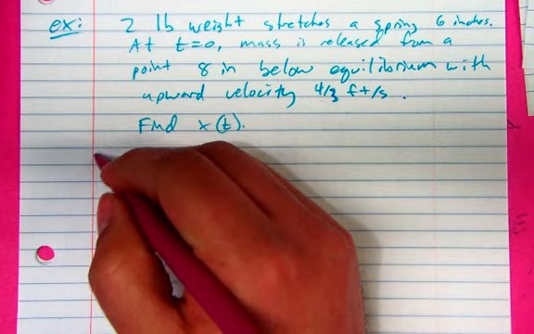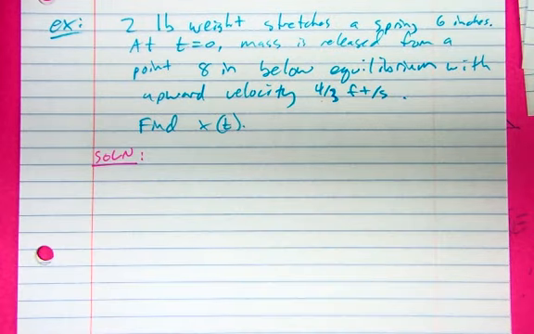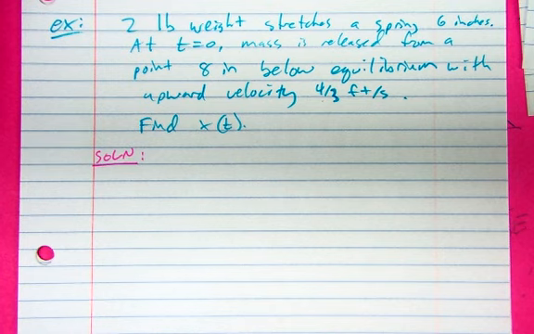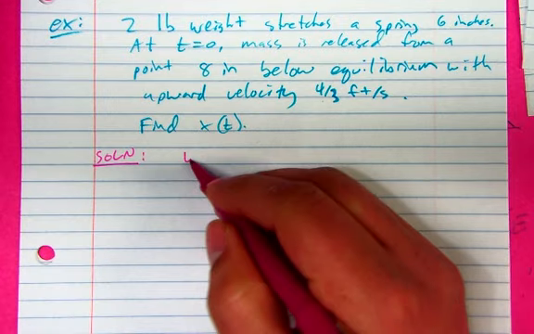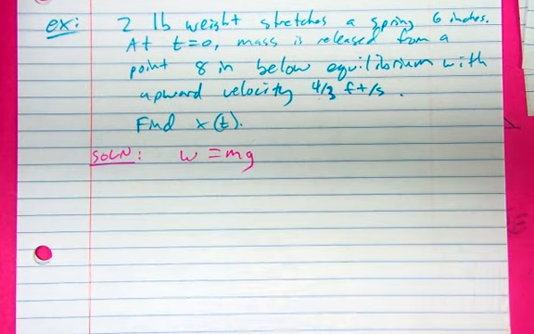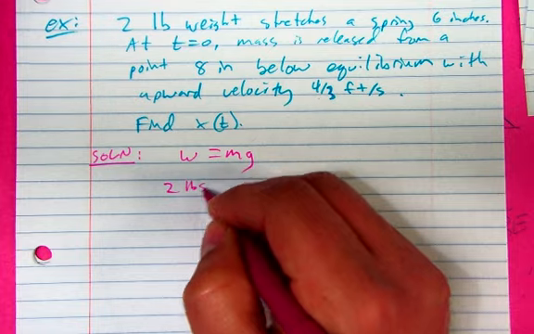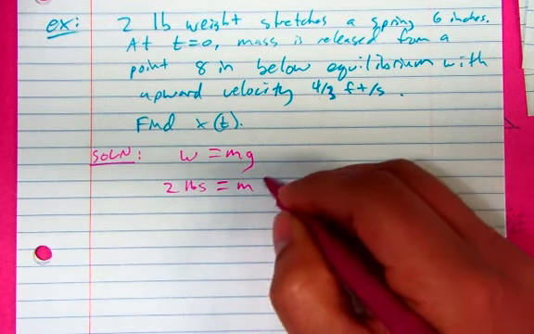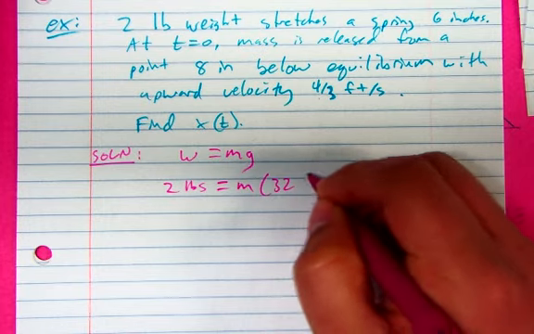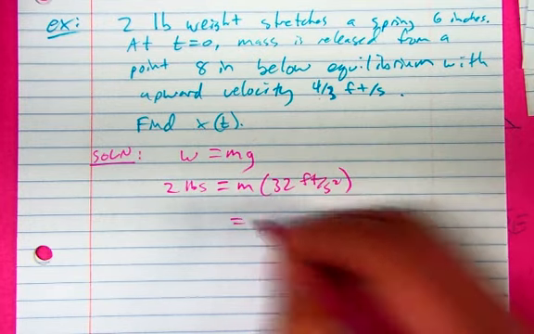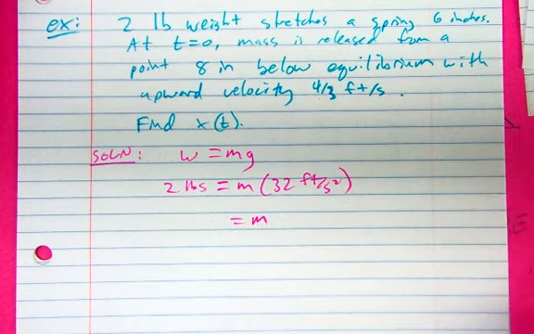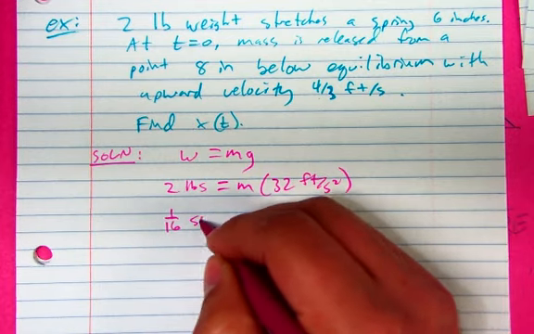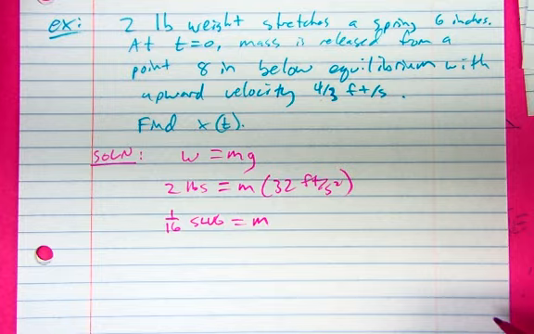Okay. So, let's find out all the details. You want to find the mass. So if we know weight is mg, and we have 2 pounds for the weight, what's g in this system? 32 feet per second squared. So now the mass, if we divide, would be 1/16, and that is of a slug.